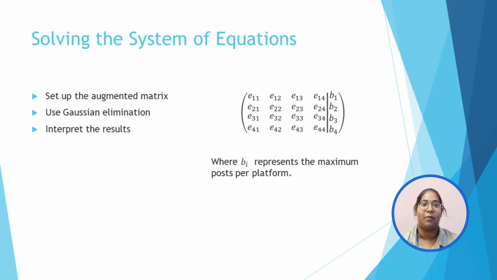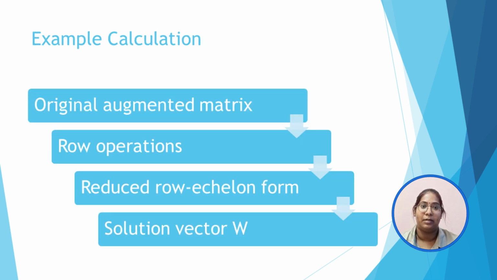First, we set up the optimization problem by defining our objective function and constraints. We then translate this into a system of linear equations, which we can solve using matrix operations. We can start by setting up the augmented matrix and use Gaussian elimination to find the solution. This gives us the optimal posting frequency for each content type on each platform. Here's an example calculation to illustrate the process step by step.